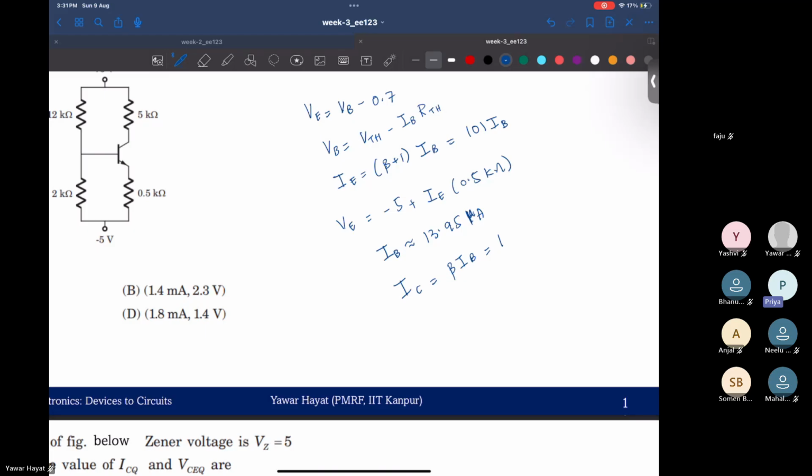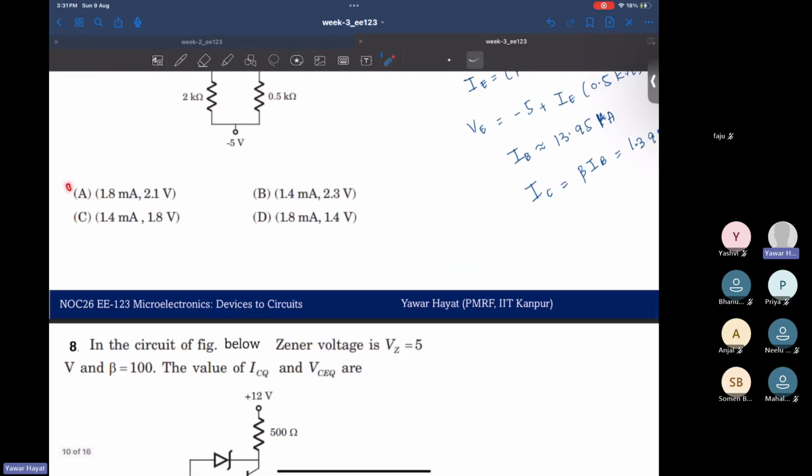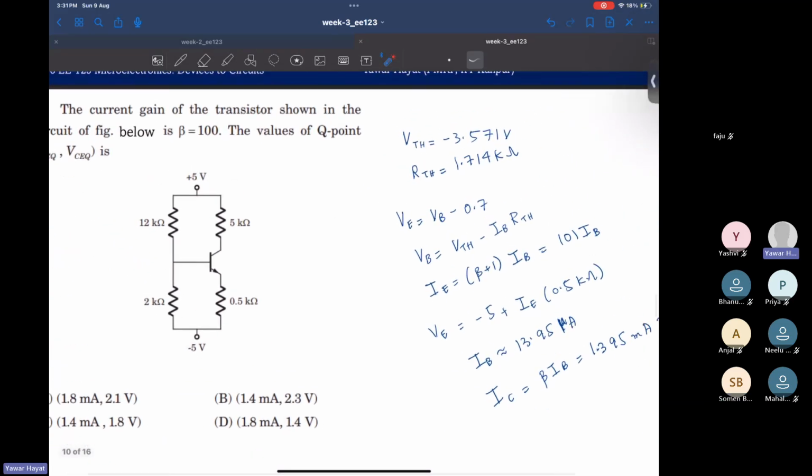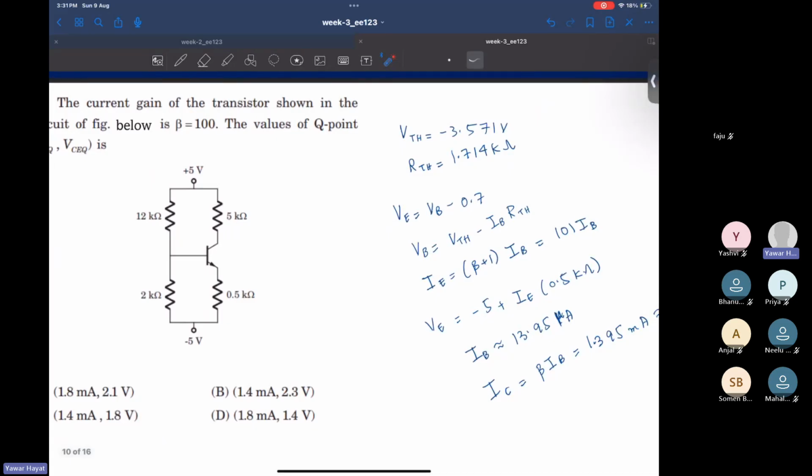Yes, then IC will be 1395 microampere. I can write that as milliamps. Okay. So approximately, you can approximate this as 1.4 milliamps, right? So we discard these two options. We are left with these two. Now we need to find this VC, right? How do you calculate VC?